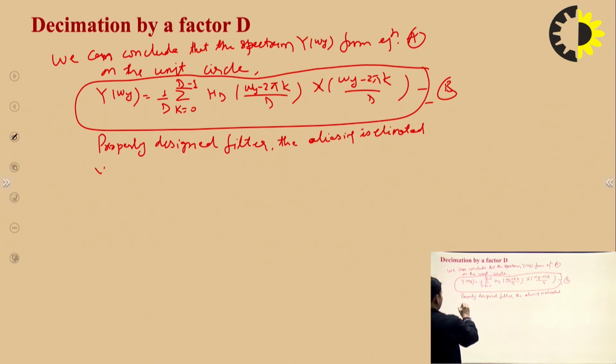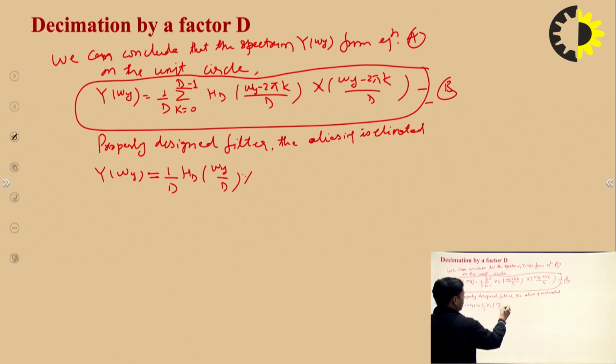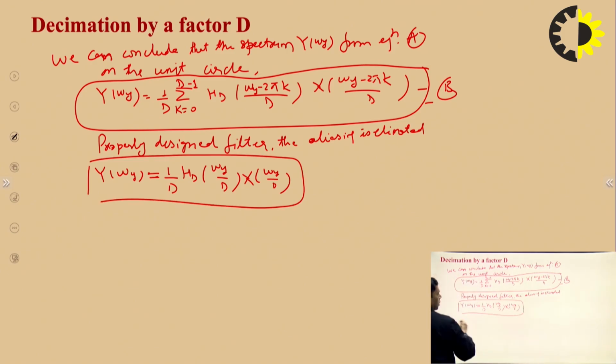So, the output will become Vy of omega y is equals to 1 upon d Hd of omega y by d into X of omega y by d here. So, this will be the final output, or we will simplify it. We can write V of y omega y is equals to 1 upon d X of omega y by d here.